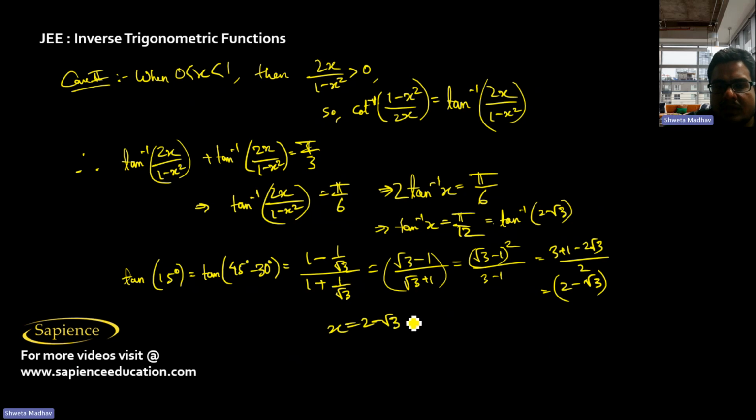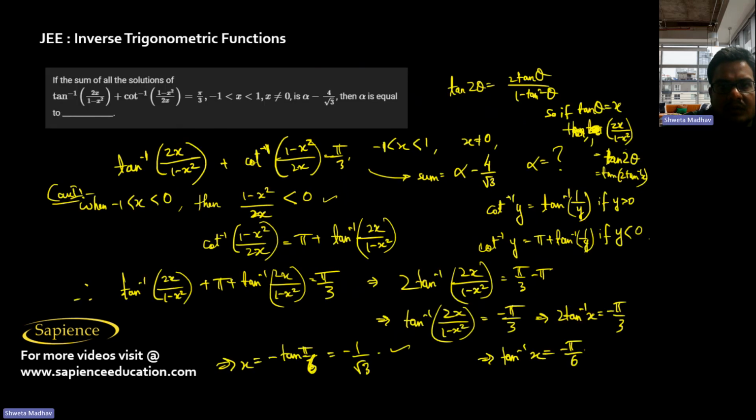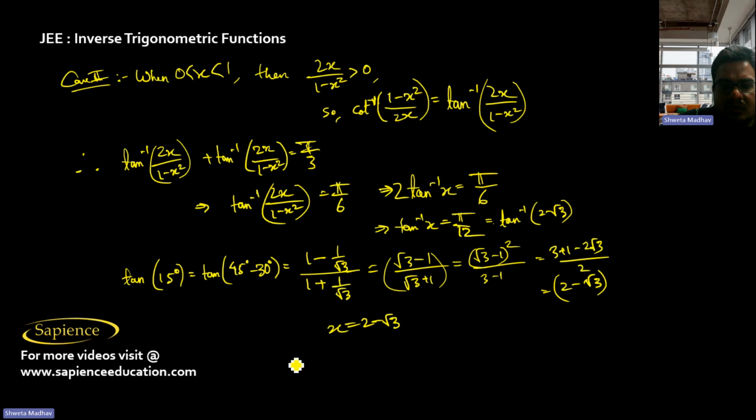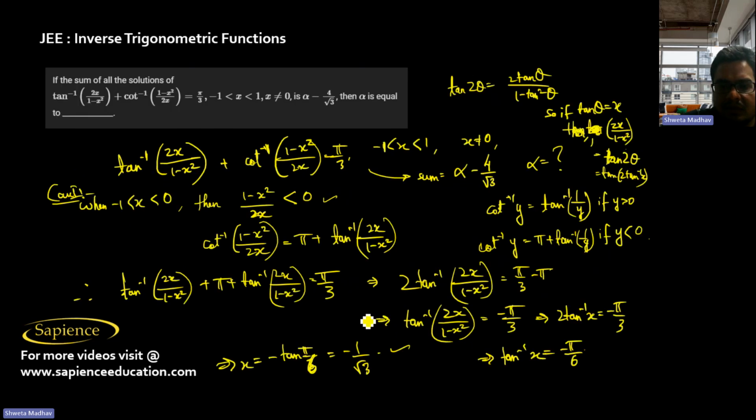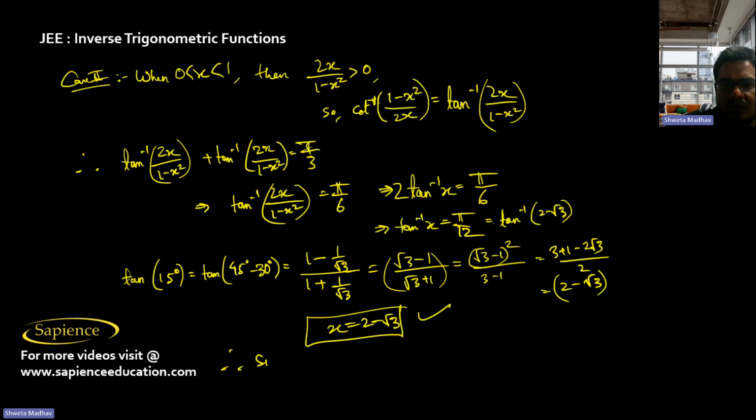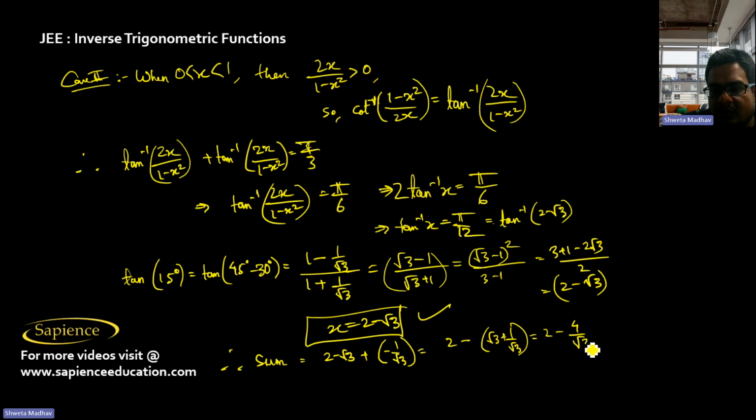2 minus root 3 will obviously be greater than 0, since root 3 is approximately 1.732. So therefore, for the sum of the solutions, there are two solutions. One is x equal to 2 minus root 3 and the other is minus 1 by root 3. So the sum of the solutions will be 2 minus root 3 plus minus 1 by root 3. So this will be 2 minus root 3 plus 1 by root 3. If we simplify it, this will be 2 minus 4 by root 3.